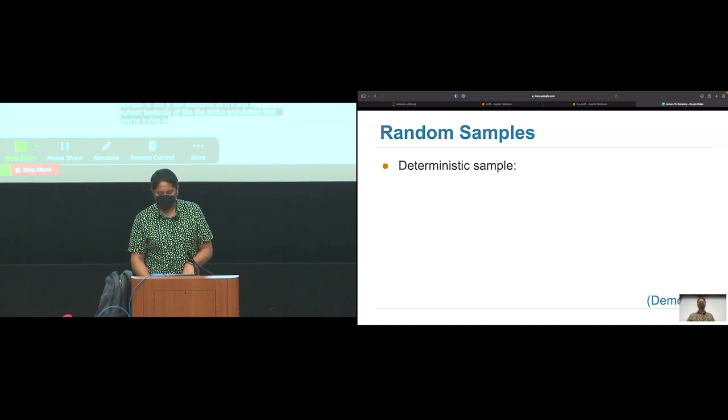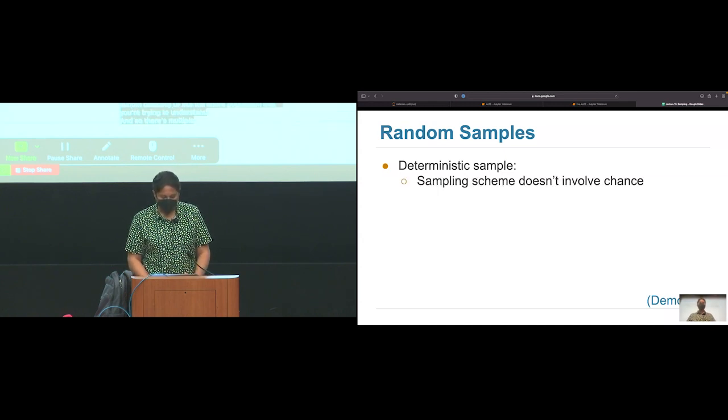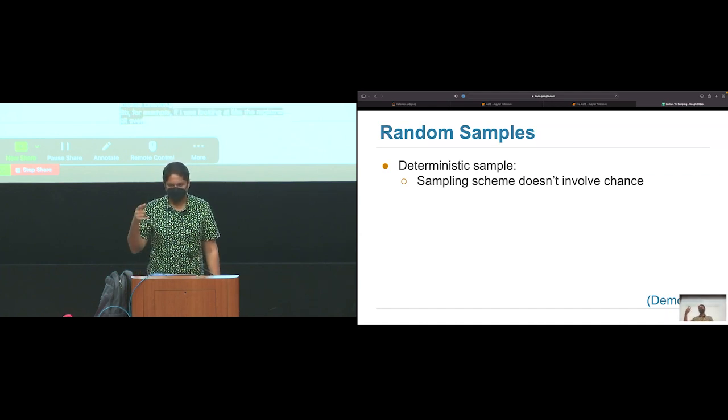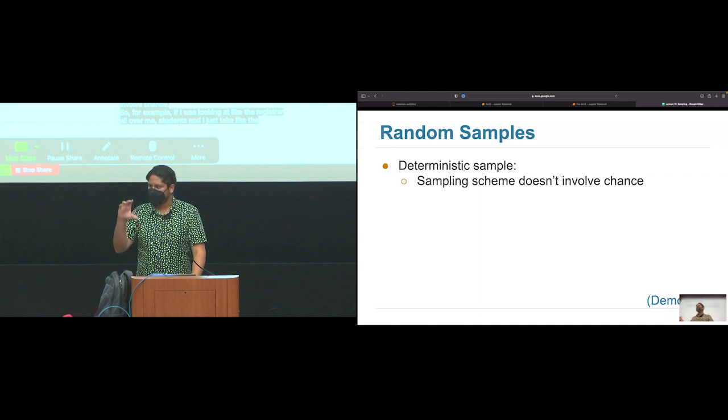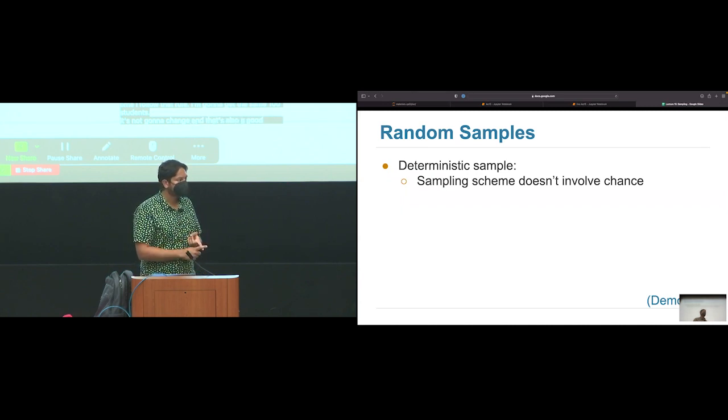There are multiple kinds of samples you could take. A deterministic sample is a situation where you take a subset, but it doesn't involve chance. For example, if I was looking at the registrar of all Berkeley students, and I just take the first 100 students alphabetically, that's a deterministic sample. Every single time I follow that rule, I'm going to get the same 100 students. It's not going to change. That's also a good gauge: if I repeat this process again, am I getting the same results every single time? That means it's deterministic.